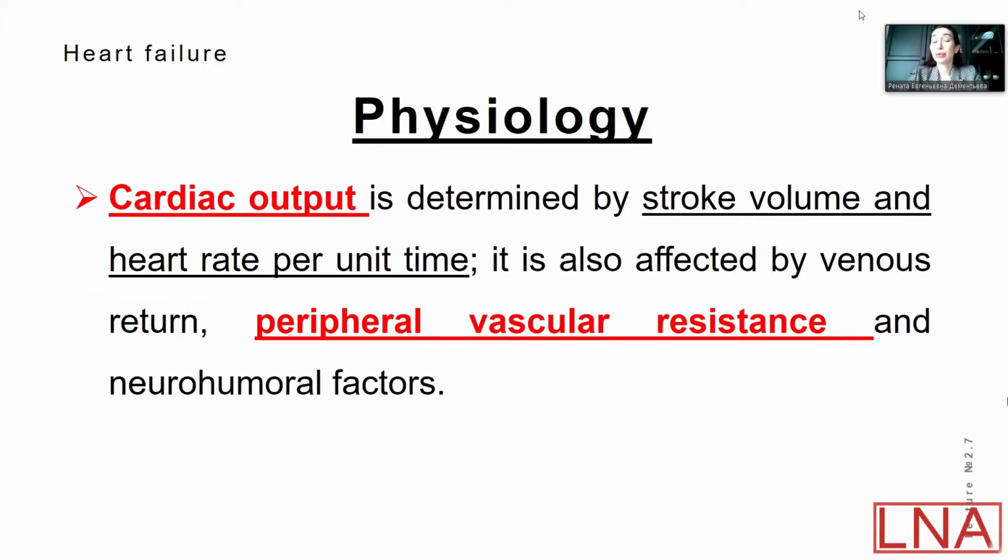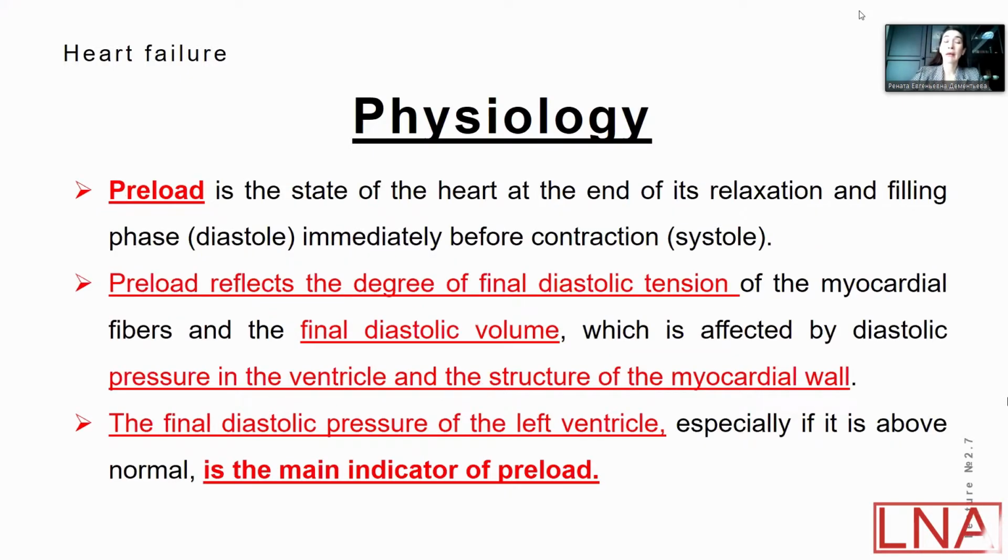Cardiac output is determined by stroke volume and heart rate per unit time. It's normal physiology, and it's also affected by the venous return, peripheral vascular resistance, and neurohumoral factors. The preload is the state of the heart at the end of its relaxation and filling phase, the diastolic filling phase, the passive and active filling period of the ventricles immediately before contraction, before the systole.